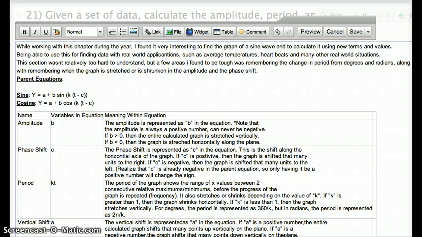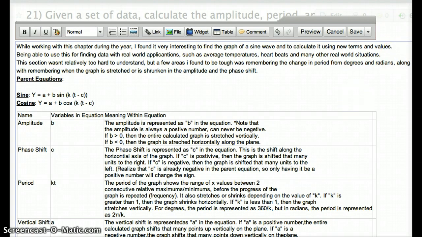But the reason I chose this topic was that at some points during the test or even during the homework, I thought it was really hard to remember that, for example, the amplitude was always positive, or calculating the period and the difference between the period of sine or cosine and tangent, and also that the phase shift is represented as a negative in the parent function. I wanted to solve all these problems that I had for you guys, so when you do these problems you don't have the trouble I had.